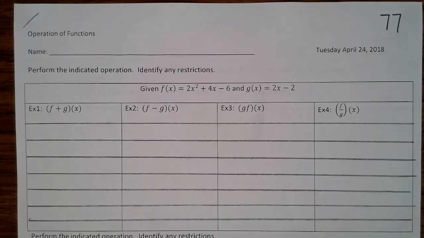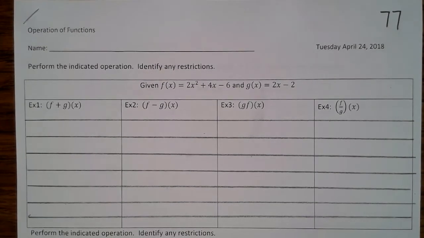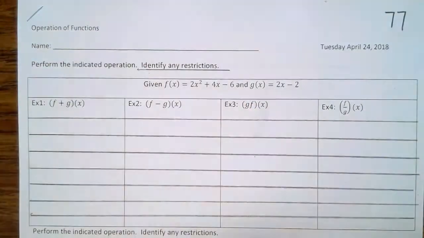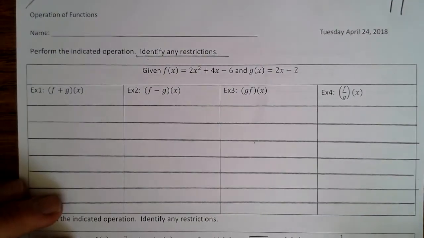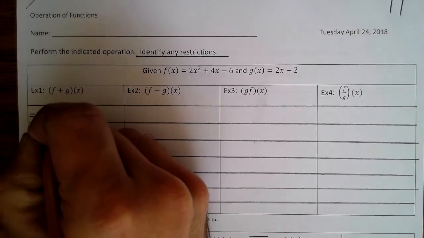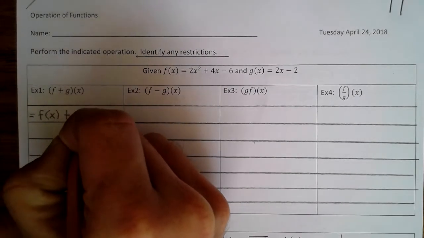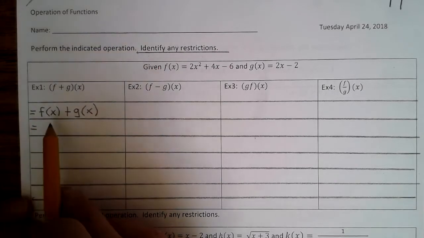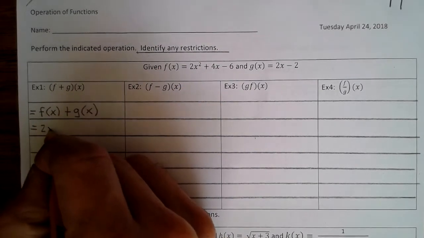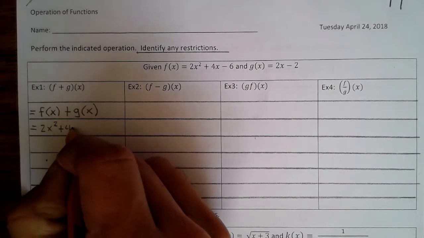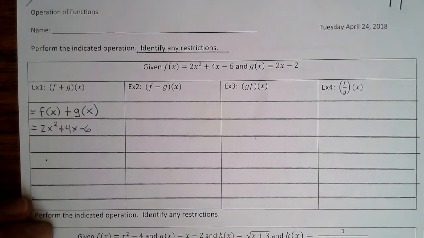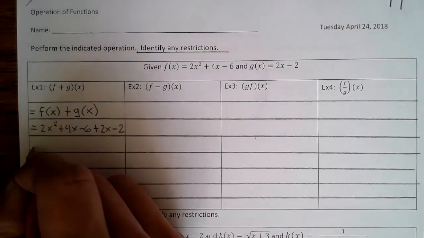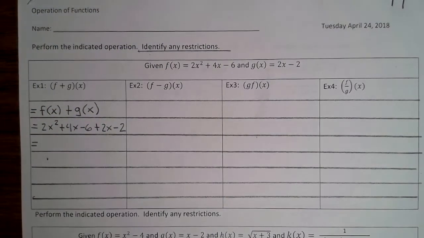All right, example 1. Perform the indicated operation. Identify any restrictions. Okay, don't forget to identify any restrictions. All right, so f plus g of x is f of x plus g of x. Okay, so we're simply adding the function f of x and g of x. So f of x is 2x squared plus 4x minus 6. And we're adding g of x, which is 2x minus 2.